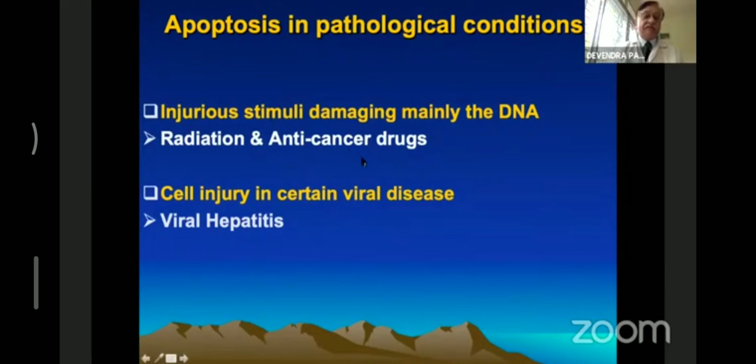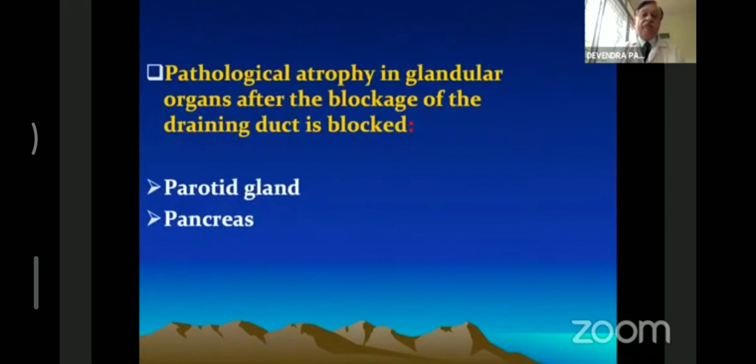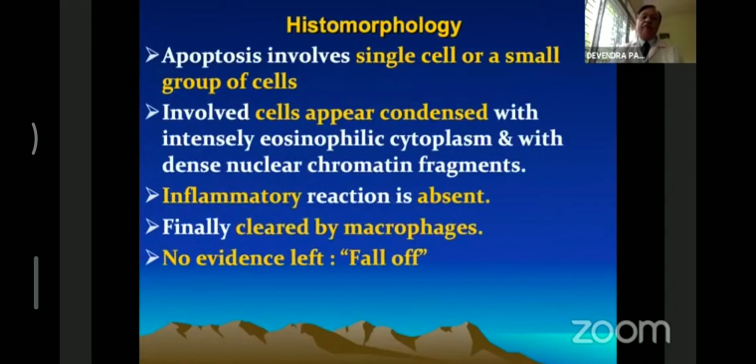Anti-cancer drugs, which are given to kill the cancer cells. The cancer cells die by apoptosis. Certain viral diseases like viral hepatitis, we see apoptosis. Pathological atrophy of glands after the duct is blocked. For example, parotid gland. If there is a parotid calculus, a stone in the parotid duct, the duct which opens opposite the second molar, Stensen's duct, then the parotid will atrophy. Pancreatic duct blocked by a stone, the pancreas will atrophy. The cells will die because of apoptosis.